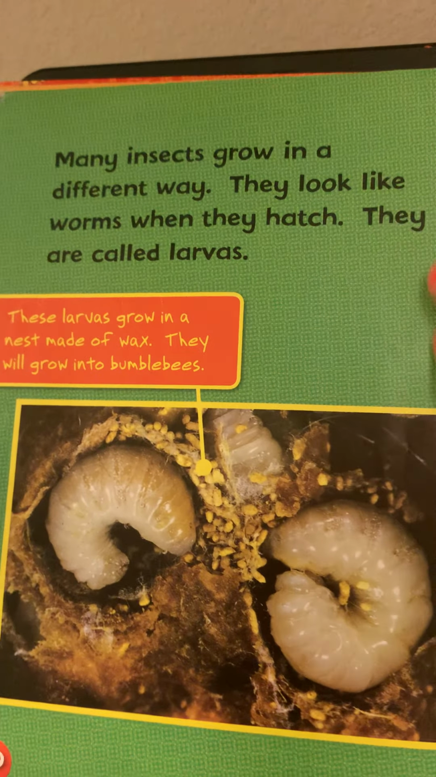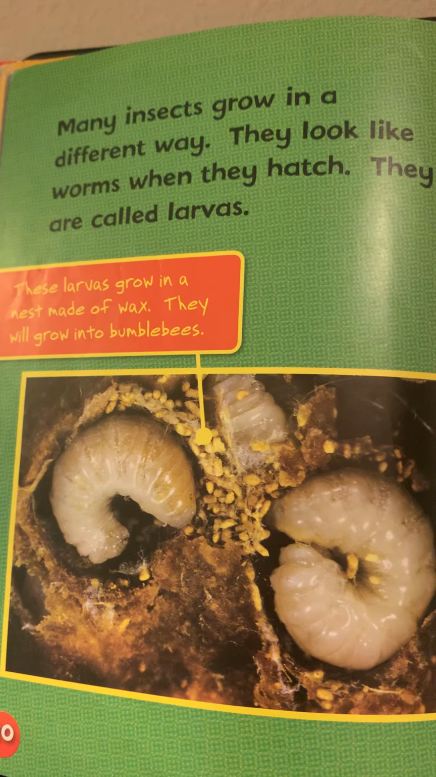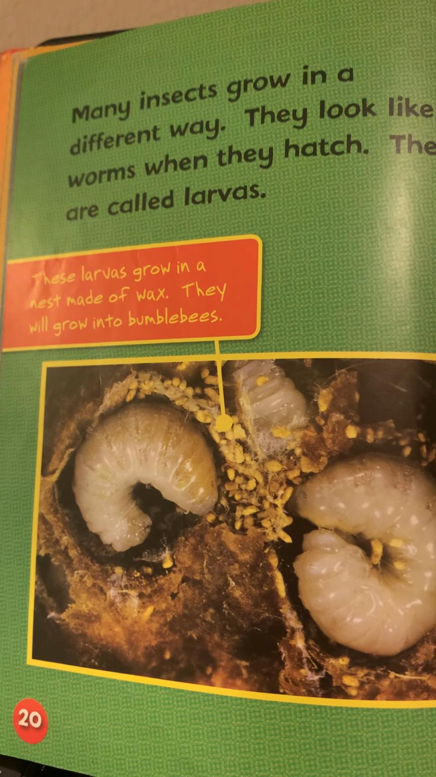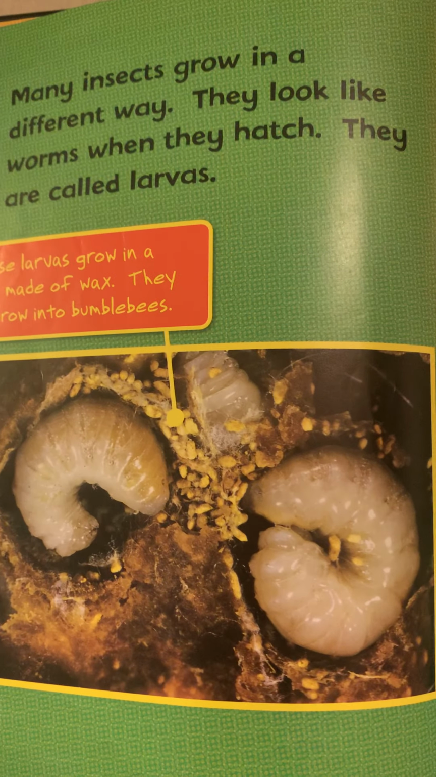Many insects grow in a different way. They look like worms when they hatch. They're called larvae. These larvae grow in a nest made of wax. They grow into bumblebees.